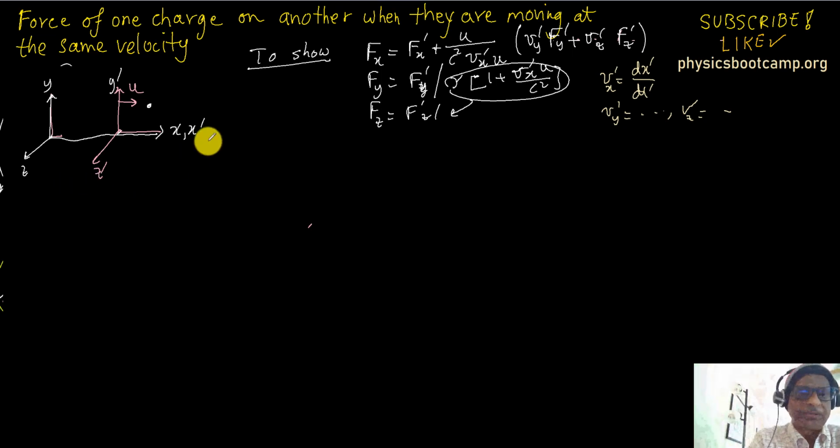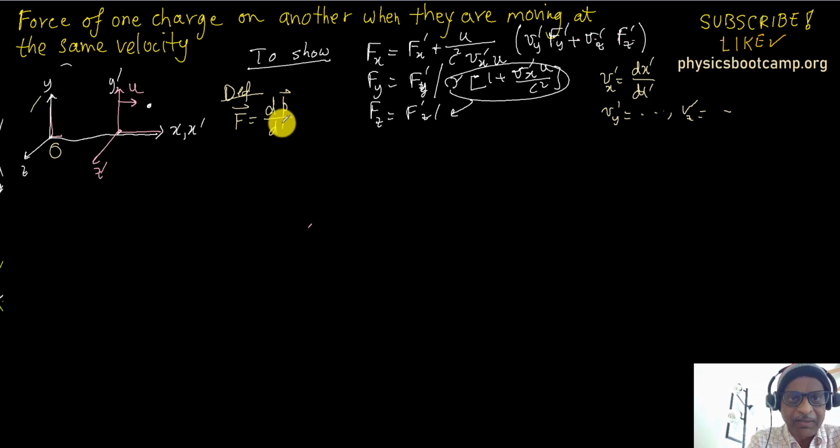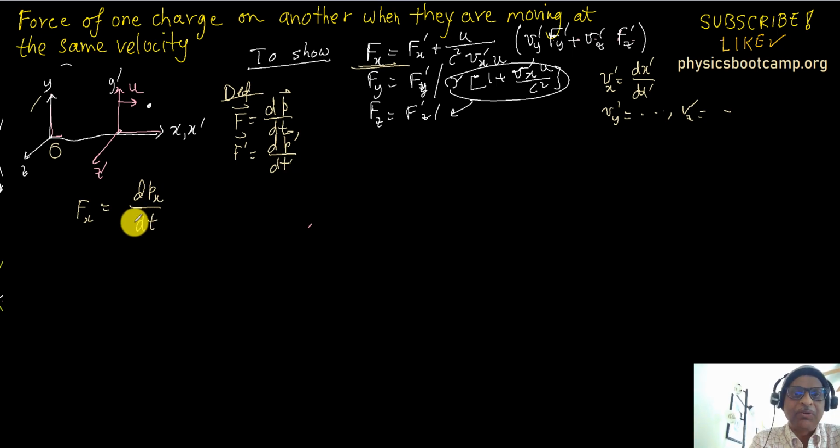So the definition is simply: F in this frame, in the O frame, F is dp dt, and F prime is dp prime dt prime. So let's start with the very first one, okay? See how far we go. So Fx is going to be dpx dt. So I want to go to dt prime, and I want to convert this into p prime, right?